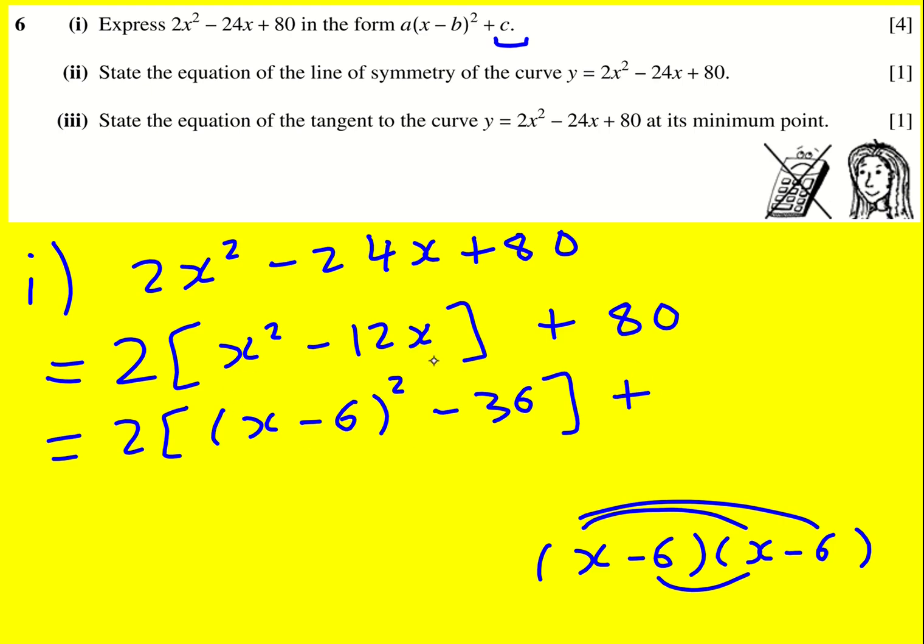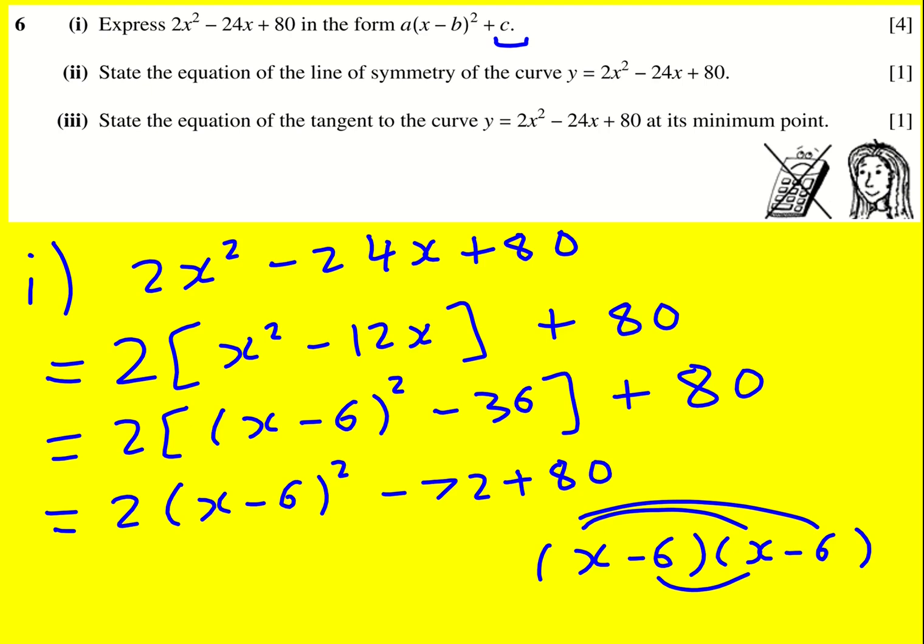There is a geometrical way of showing this, but I'm explaining it algebraically. I then need to add the 80 on. Okay, then pull it together. So it's going to become 2 times (x minus 6) all squared, minus 2 times 36, that's minus 72, plus 80, and we're nearly done. 2(x minus 6) all squared plus 8. Fantastic. That's the hardest bit of this question.